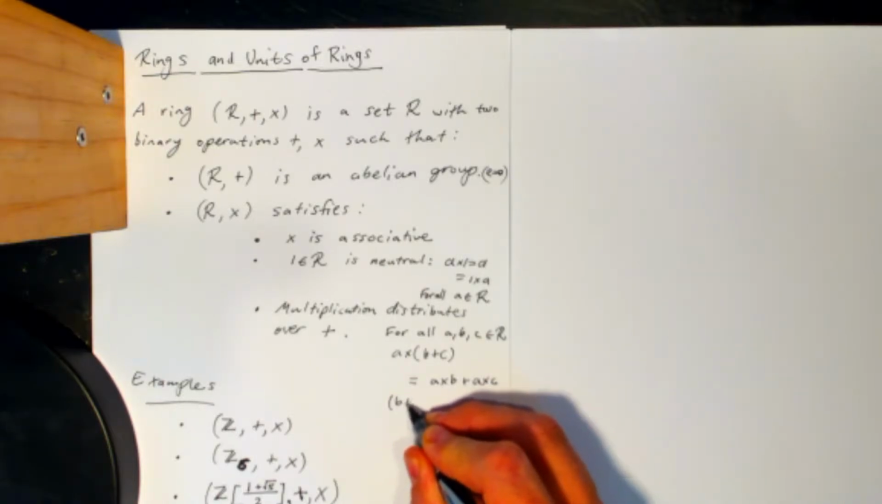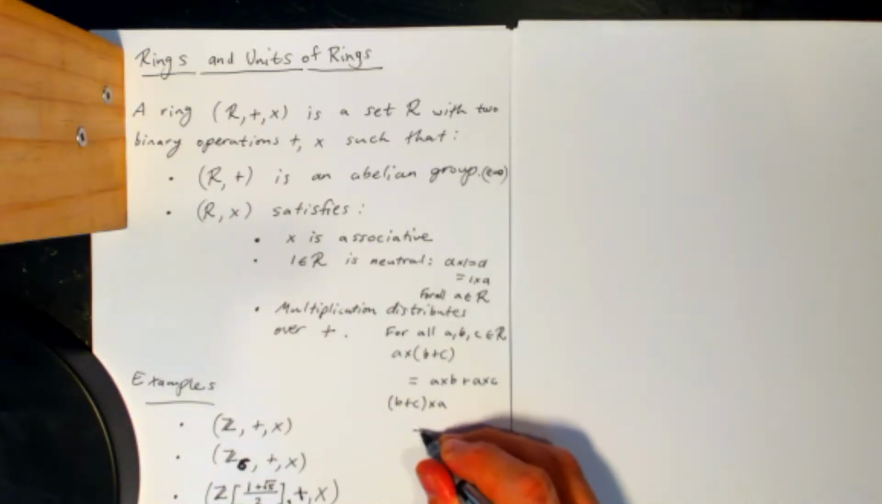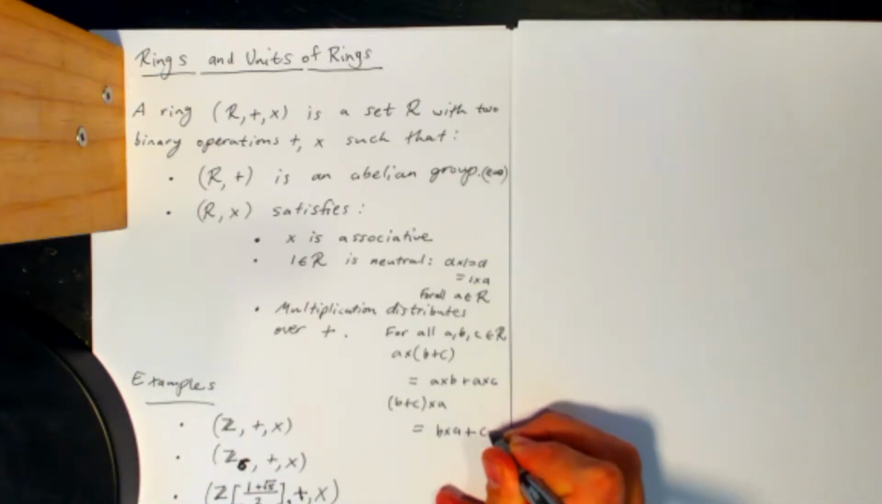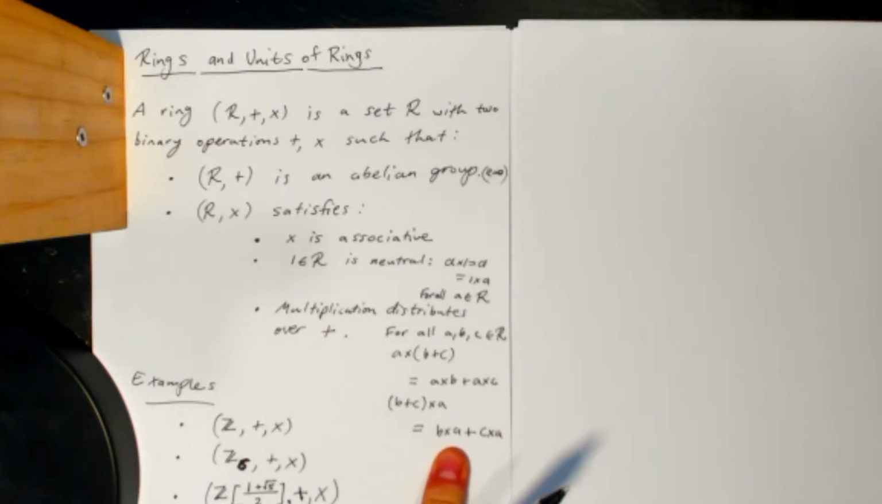As in (B plus C) on the left times A on the right equals B times A plus C times A. Now notice that I don't put those in alphabetical order because we don't necessarily know that this multiplication is commutative. Okay, and notice also we haven't mentioned inverses for this operation either. They don't necessarily exist for multiplication in a ring.